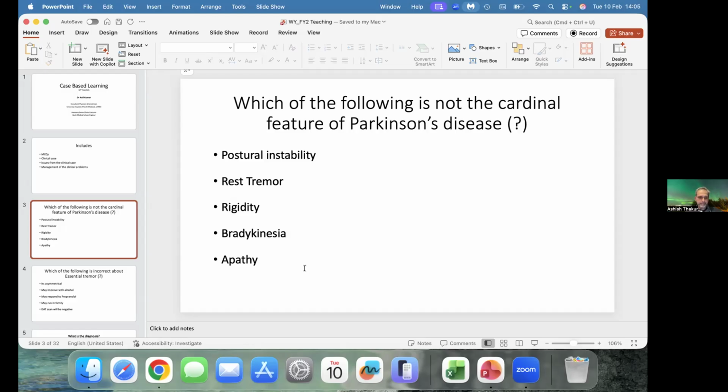I think it's important that I tell you the core features of Parkinson's are tremor, rigidity, bradykinesia, and rest tremor is important, and postural instability is there. Apathy is not part of it. So the way Parkinson's is described is rigidity, bradykinesia, rest tremor, and about 2 decades ago they put postural instability as well. Apathy is part of it, but that is not the core feature of Parkinson's disease.